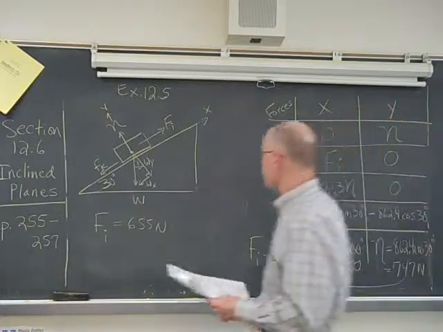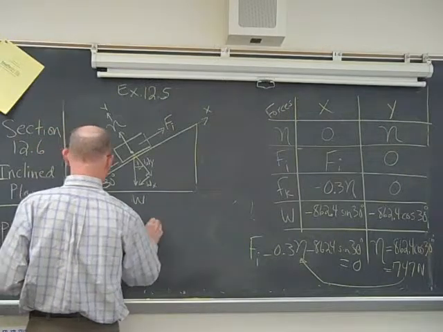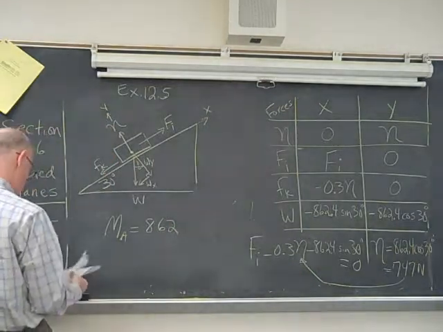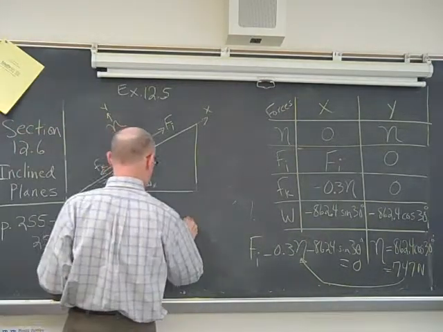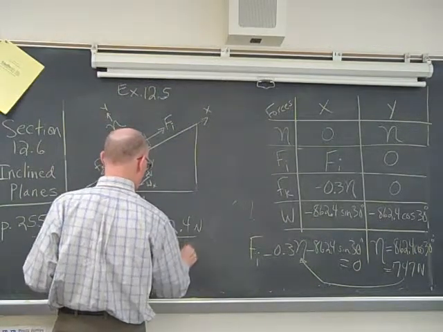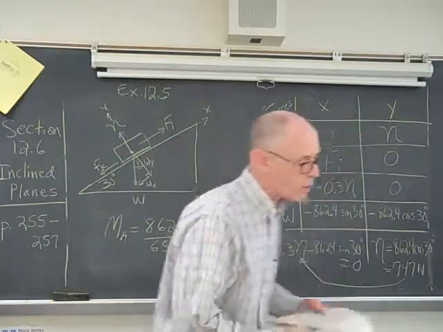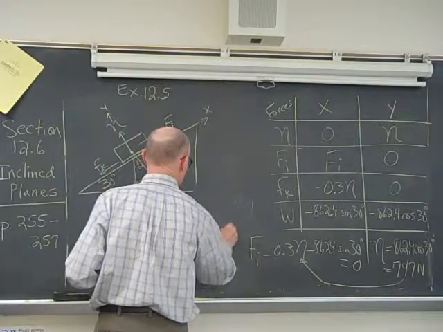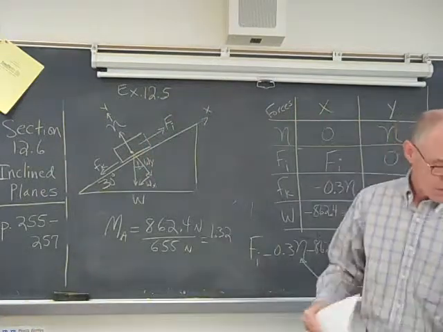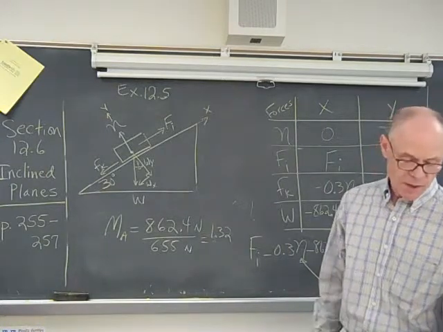And then the actual mechanical advantage is the 862.4, which was our weight, divided by the 655. So our actual mechanical advantage ends up being 1.32. Okay? So you can see how the problem can become more of an equilibrium type problem with trigonometry, or the other kind could be like the one I showed you before.